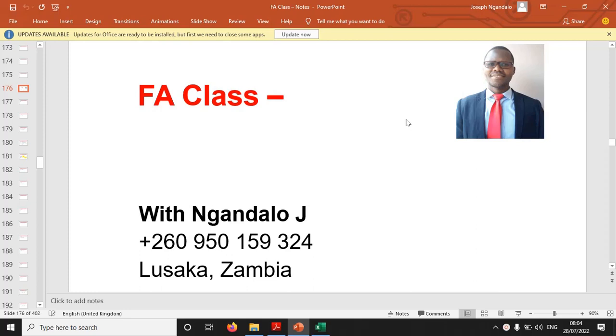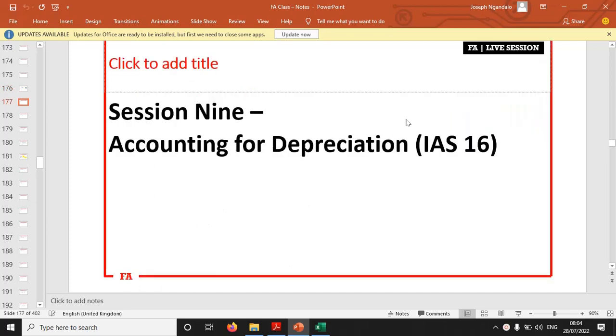This is the financial accounting class. Process of recording and summarizing business transactions. We have covered a good number of topics. Today we're supposed to look at accounting for depreciation. It is session number 9.